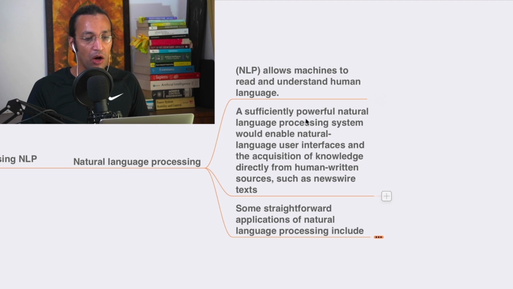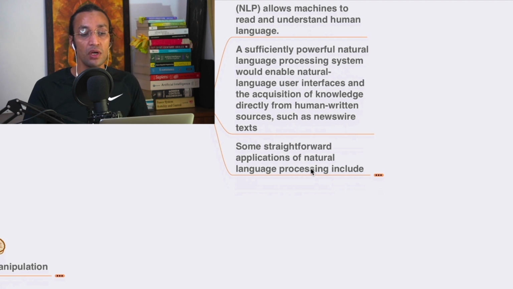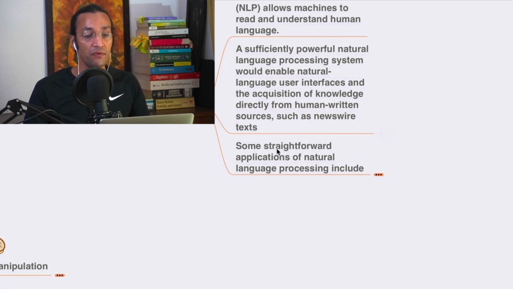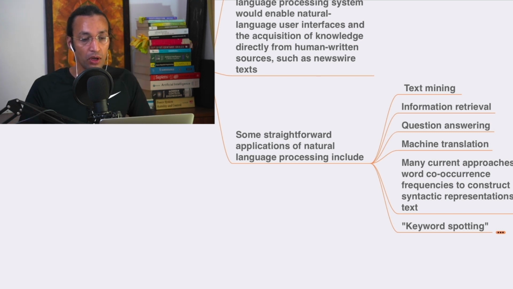A sufficiently powerful natural language processing system would enable natural language user interfaces and the acquisition of knowledge directly from human-written sources, such as newswire text. Some straightforward applications of natural language processing include text mining, information retrieval, question answering, and machine translation.